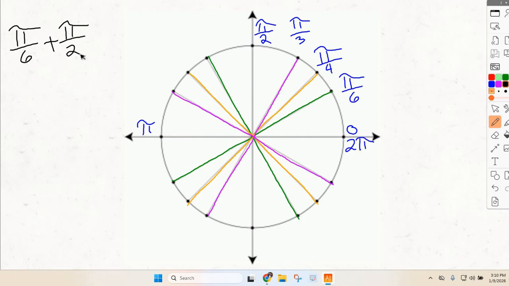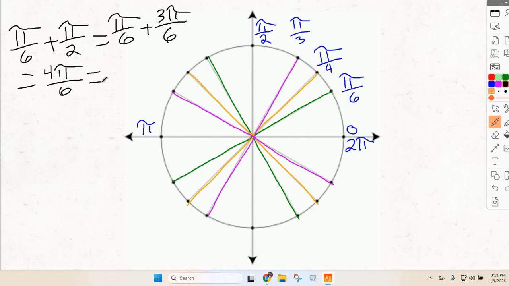How do we add fractions? We have to have a common denominator. So I'd have to multiply my second fraction by 3 over 3. So we get 3 pi, so I have 1 pi, and I add 3 pi's, so we get 4 pi over 6, which also reduces to 2 pi over 3. There we go.